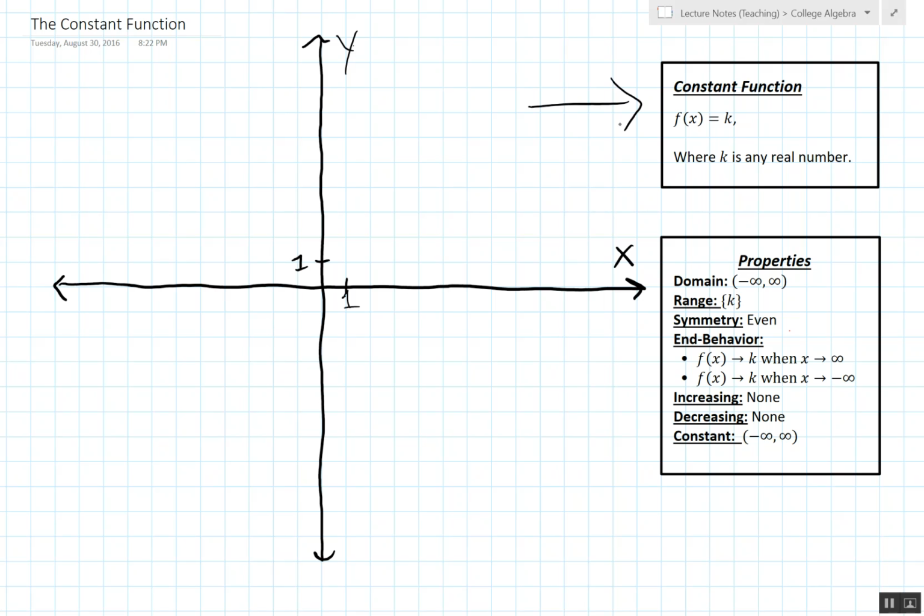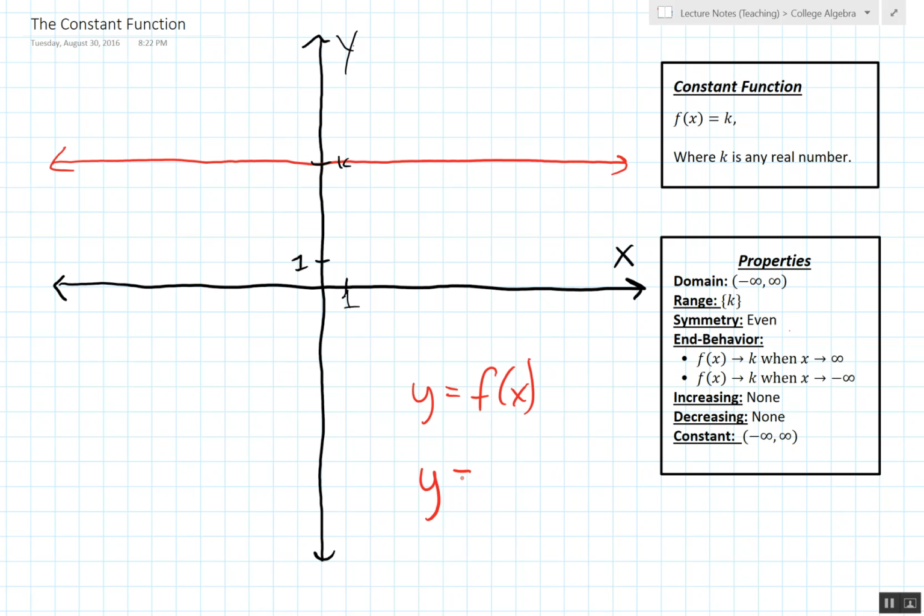Now, the constant function is just f of x equals k, where k is any real number. So basically this is the function version of a horizontal line. So if we let, for example, this denote the k, then our graph is just going to look like a horizontal line going through k. And that makes perfect sense, because remember that y is supposed to equal f of x. And if that's true, then this is just y equals k, which is the graph of a horizontal line. So basically, if you know how to graph horizontal lines, you know how to graph this, so there's nothing much to this one.